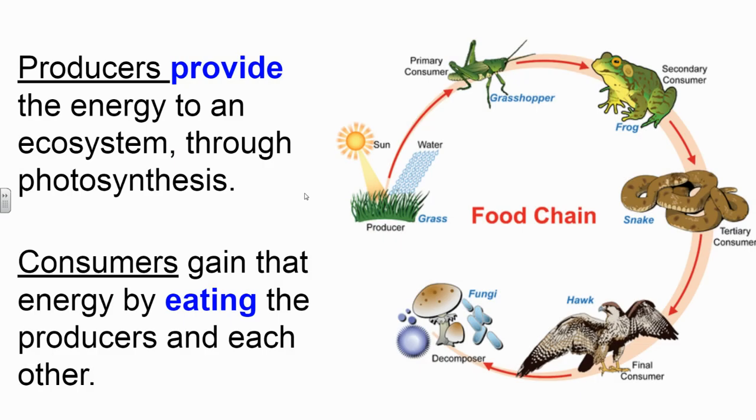Think about this in relation to a larger ecosystem. Producers are the ones that provide energy into the ecosystem. They do that through photosynthesis. They use energy from the sun and convert that light energy into chemical energy in glucose. Then consumers gain that energy by eating either the producers or each other, and they get energy by breaking down that food and getting the energy from the bonds in there. We'll take a closer look at that process later in the unit.